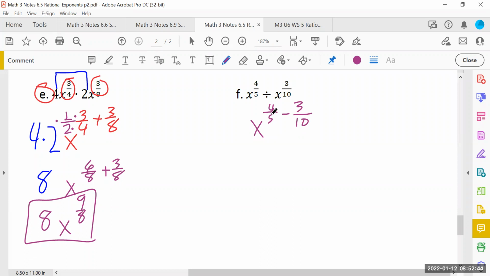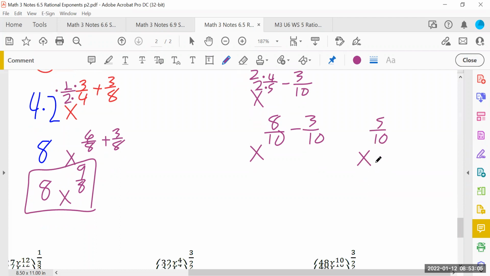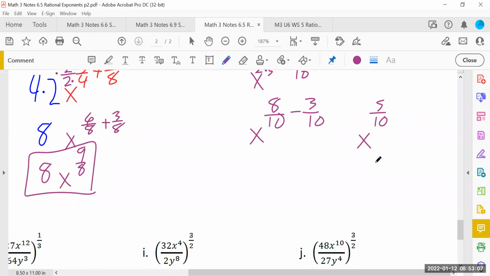So then multiply the 5 by 2 to make 10. x to the 8/10, right? Top and bottom by 2. Minus 3/10. x to the 5/10. Wait a second, that one simplifies. Haven't seen too many of those yet. 5 over 10 would reduce to 1 over 2. x to the 1/2.